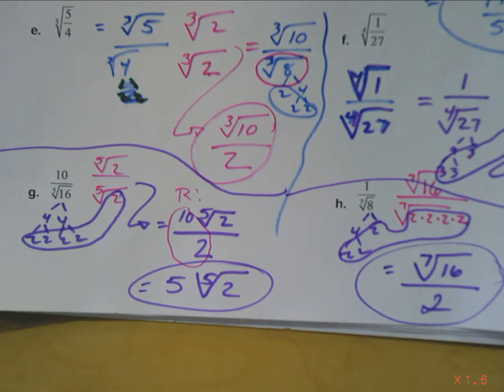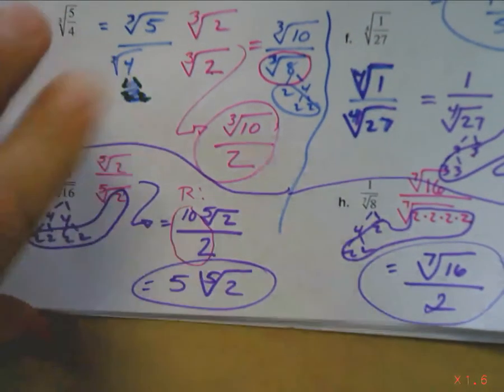No, probably not. Not on a quiz or test. That one's a little tricky. Questions on what I'm doing? The idea again is just look at the index. Look at what you're trying to find. And then figure out how many you got versus how many you need. And that's what you're rationalizing by, top and bottom.